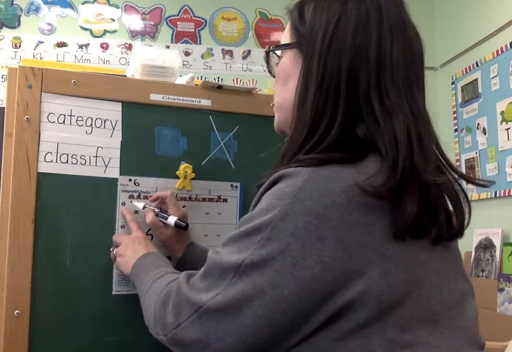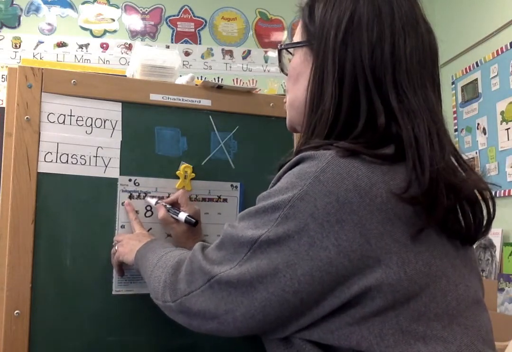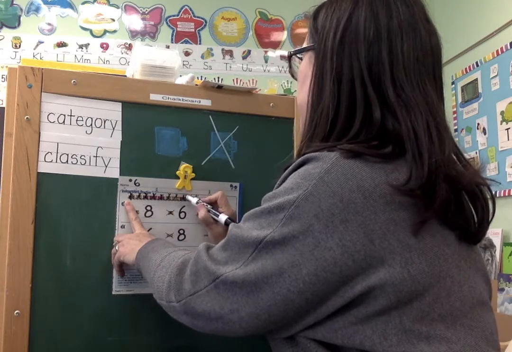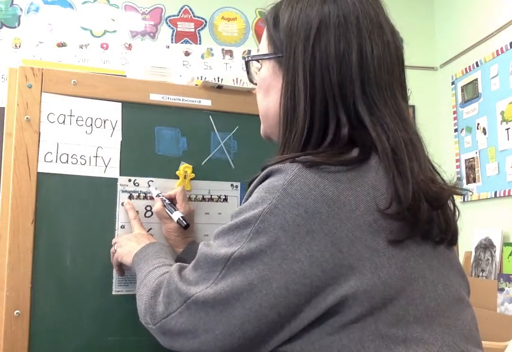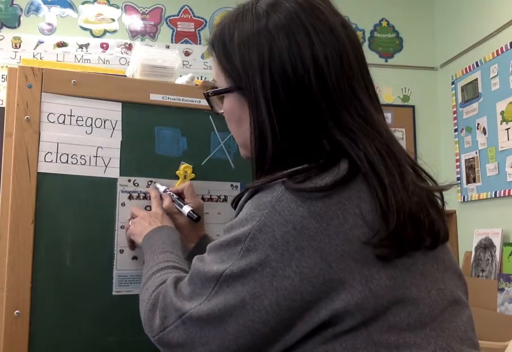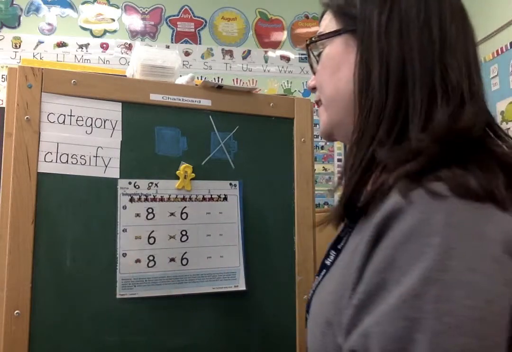So let's start with the first one. The first one, is that yellow? No. So 1, 2, 3, 4, 5, 6, 7, 8. All right, we have 8. And I'm going to put an X out beside that 8 so that we remember those are not yellow.